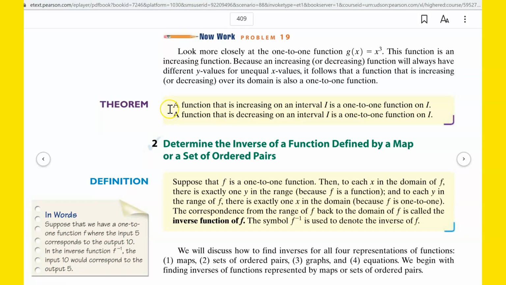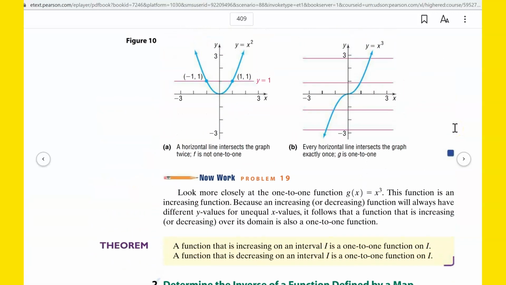All right. Theorem. A function that is increasing on an interval I is a one-to-one function on I. A function that is decreasing on an interval I is a one-to-one function on I. So what we're saying there is if a function increases the entire time on a particular interval, or if it decreases the entire time, like this cubic increases the entire time. It never decreases. The interval of increase is from negative infinity to infinity. It never turns and goes down. And that's always going to happen when it's a one-to-one function.